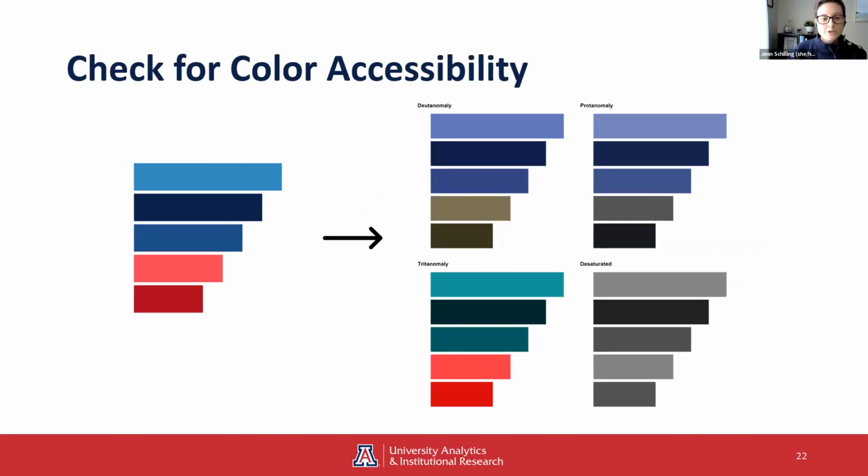And another test you can do is look at your visualization in grayscale to see if the colors are still differentiable. And this is not so much for accessibility, but for effectiveness. And to check for effective use of color, you can show your visualization to a colleague or a friend and ask them what they notice first or where their eyes go.